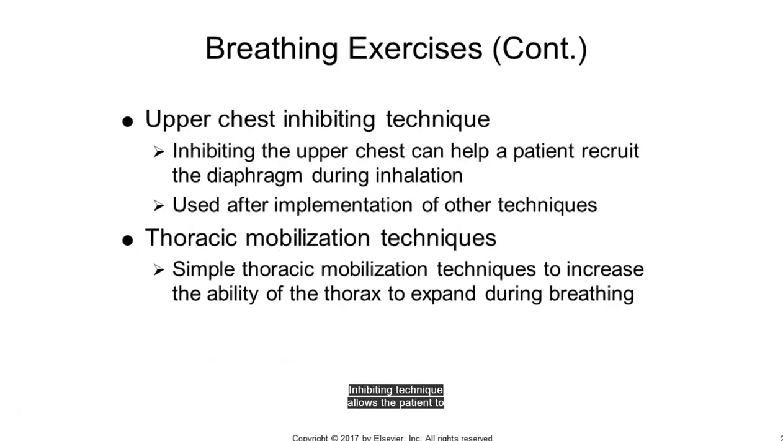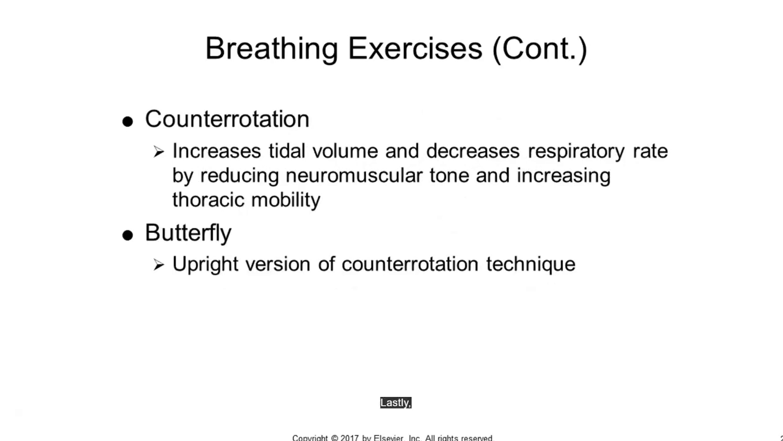Upper chest inhibiting technique allows the patient to recruit the diaphragm during inspiration. Slight pressure is applied to the upper chest during inspiration to discourage accessory muscle use and encourage engagement of the diaphragm. Lastly, inspiratory muscle training may aid patients with decreased muscle strength in the diaphragm and intercostal muscles.